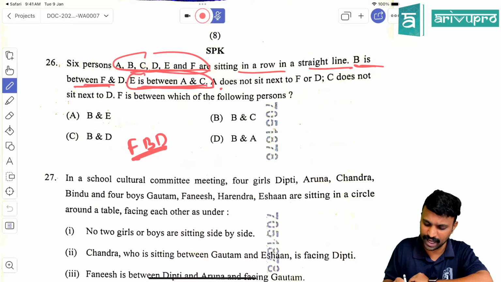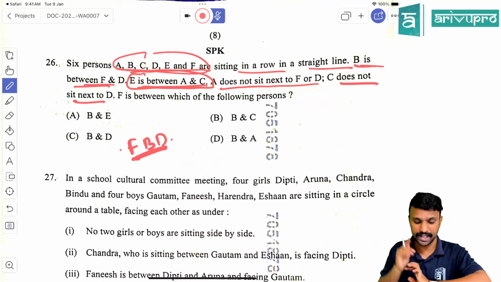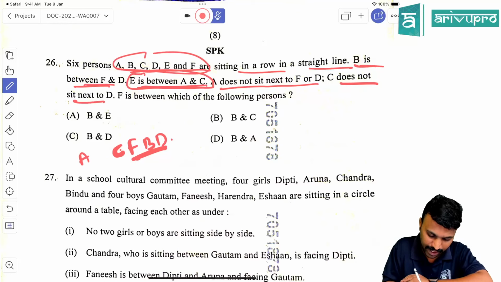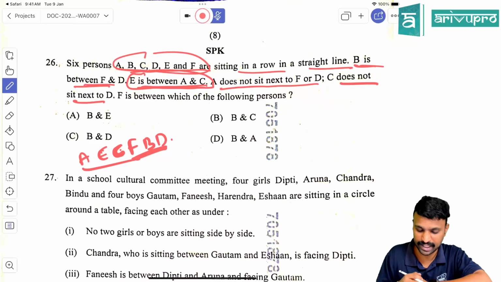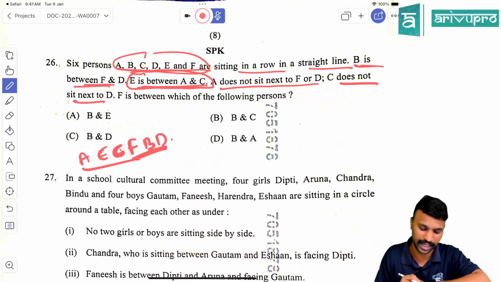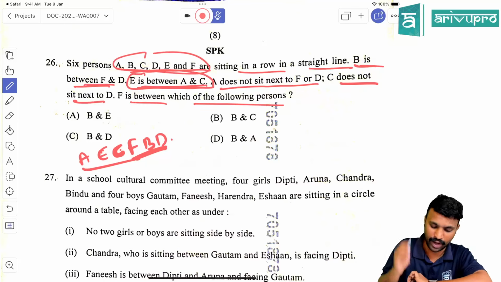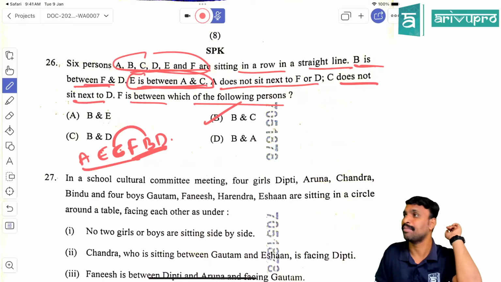Guys, they have given a condition that A does not stand next to F or D. So I cannot place A over here or A over here. C does not stand next to D, which means C can stand next to F. Correct? Between A and C, who sits? E sits. So these are the 6 positions of the 6 people A, B, C, D, E and F. The question they have asked is F is between which 2 of the following persons? So F is between B and C. So that means option B is the right answer.